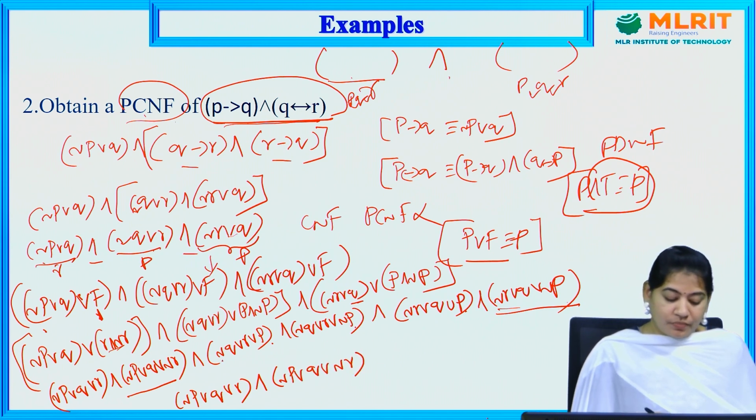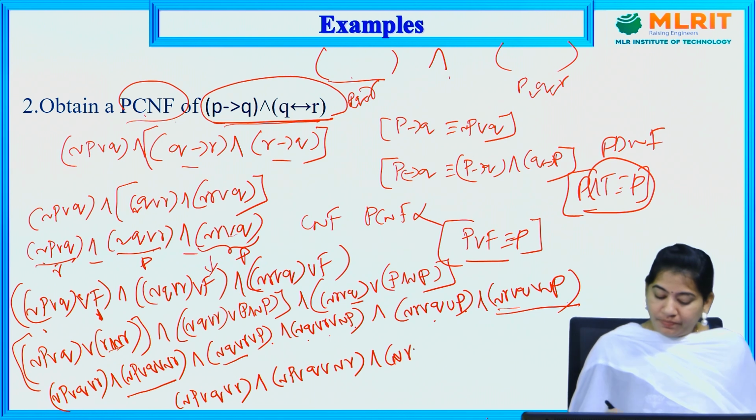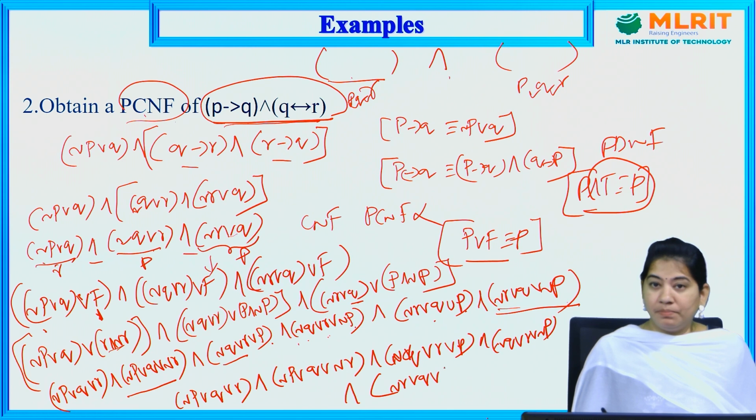Next, negation Q or P. We don't have it, so write it as it is here: negation Q or P. And next, negation Q or negation P. In the same way, negation R or Q or P.